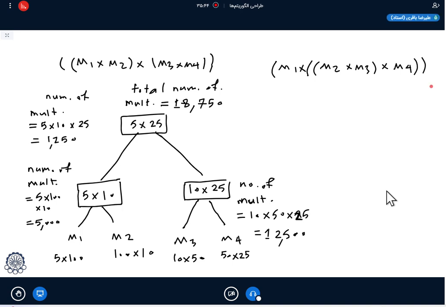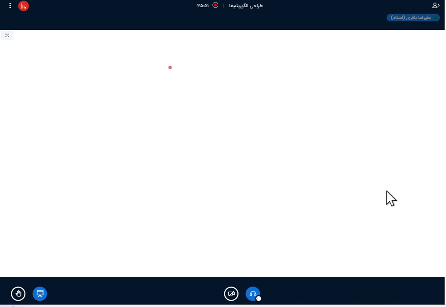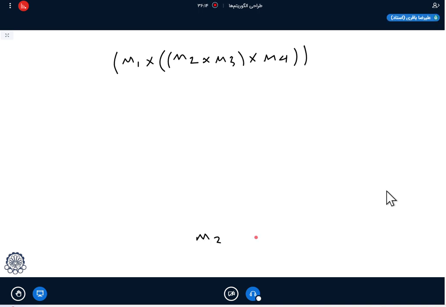What about the right side? I write it in the next slide. We are going to multiply M2 by M3 at first, then multiply to M4, and then we multiply M1 by the results of the others. So at first we multiply M2, M3.